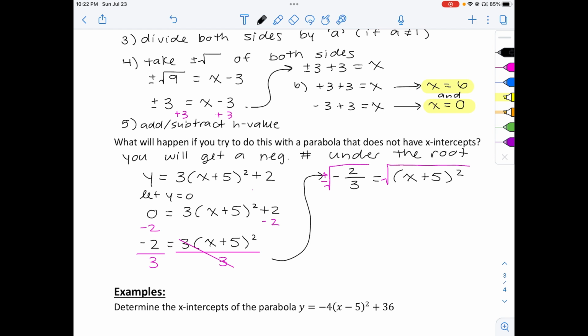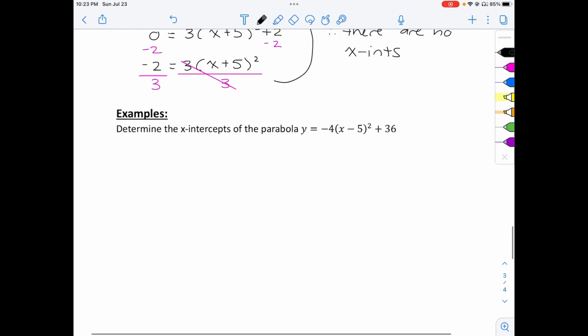So you would say, therefore, there are no x-intercepts. Okay, which again, we know is possible. So if you have that happen, just make sure you check your math to make sure you didn't make any mistakes, but it's okay for you to say there are no x-intercepts. Okay, so let's just look at one more example.